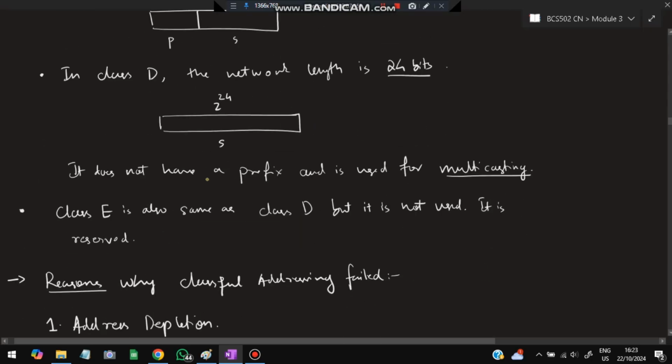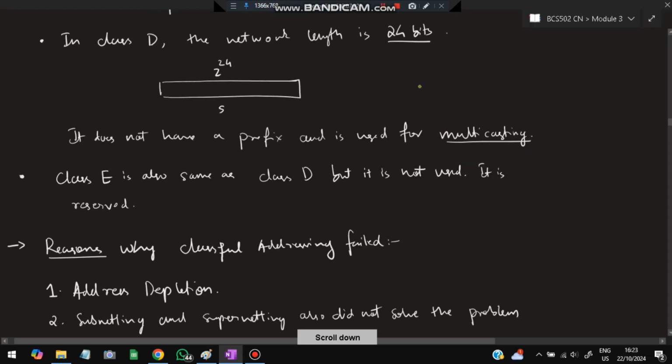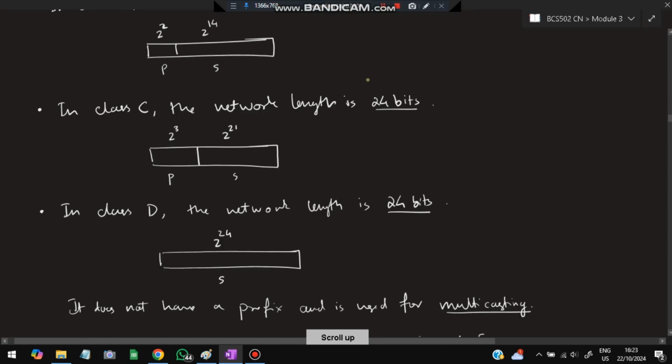Okay, and also it does not have a prefix because it can be used for multicasting. We need not require which type of network it is when we are using multicasting. Okay, and class E is called as the reserved. It was not used. It was same as D, but the usage was not happened. Usage of IPv4 only happened in these 4 classes.